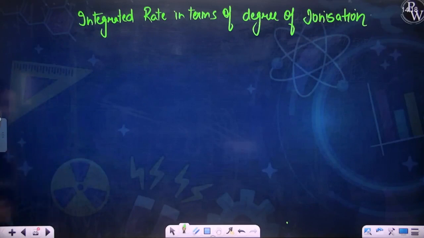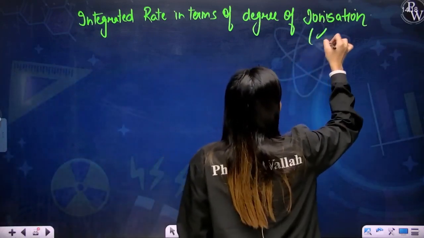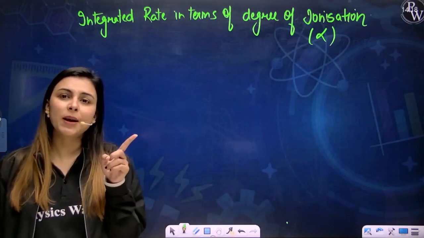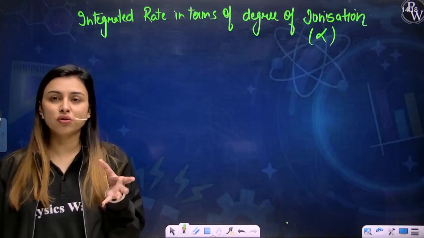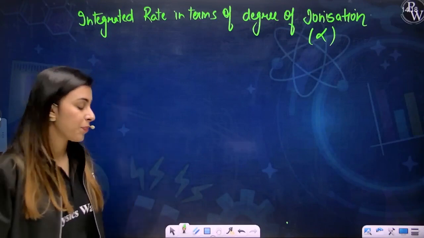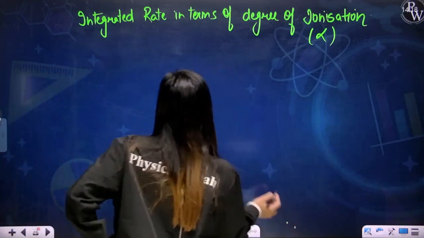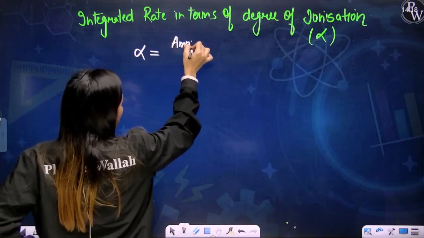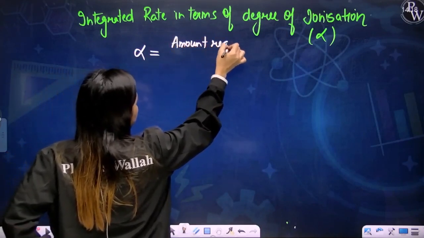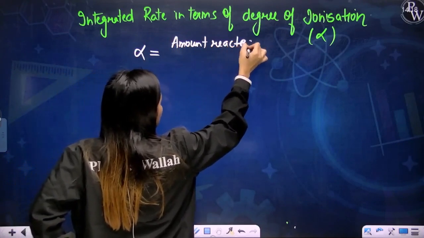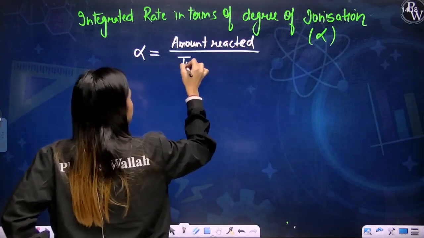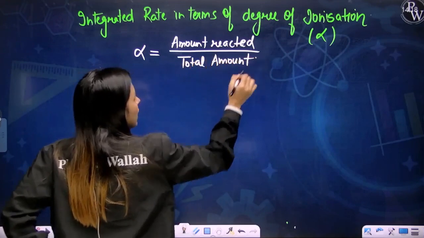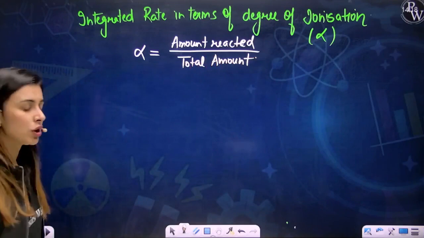Degree of ionization is denoted by alpha. This is something we study in the equilibrium chapter when we talk about electrolytes and their degree of ionization. So now let me tell you what degree of ionization is. Alpha is actually the amount reacted upon the total amount. Perfect, I hope you're clear with this.